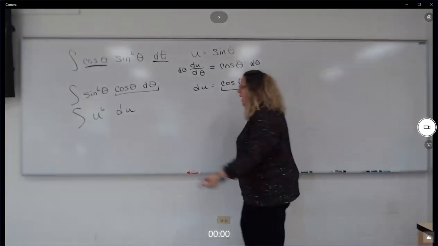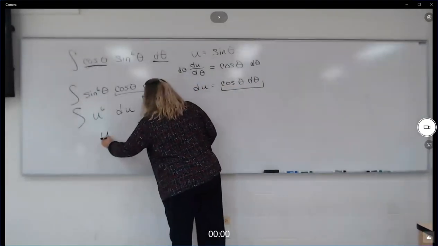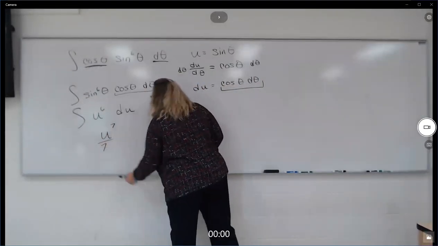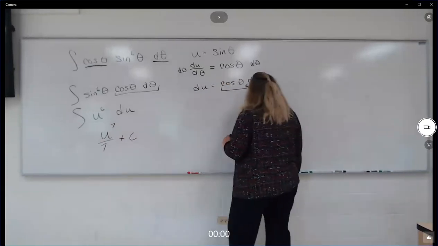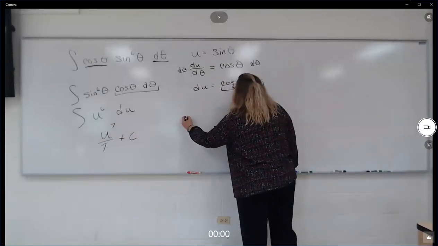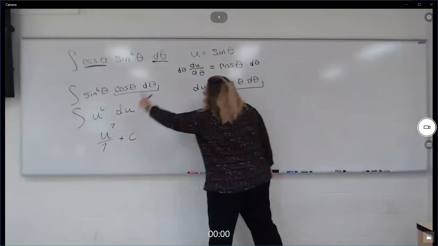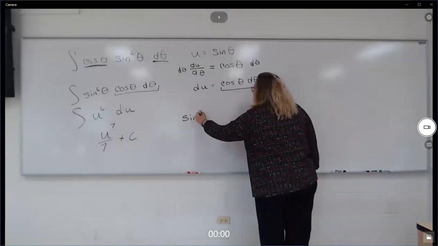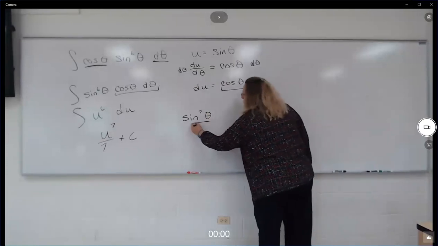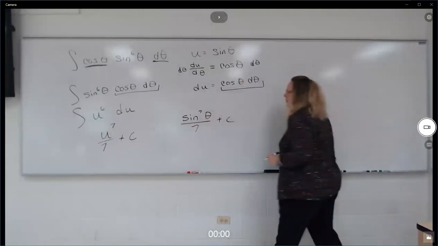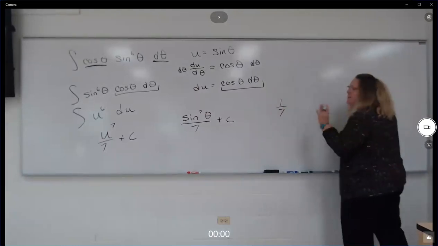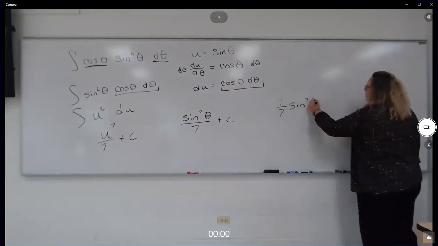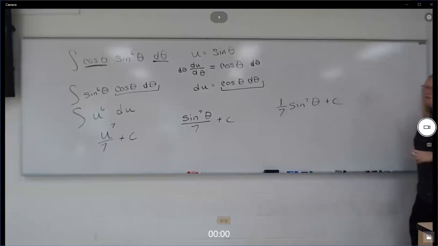Now I'm actually adding 1 divided by the new. Add 1 divided by the new. And then a couple things. We've got to do plus c. And we can do sine, because sine was u. Sine to the 7th, over 7. If you wrote the 1/7 like this, beautiful. That's fine. It doesn't matter.